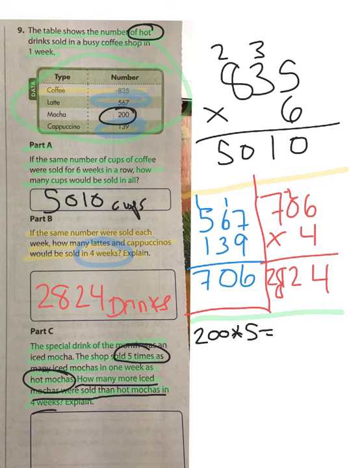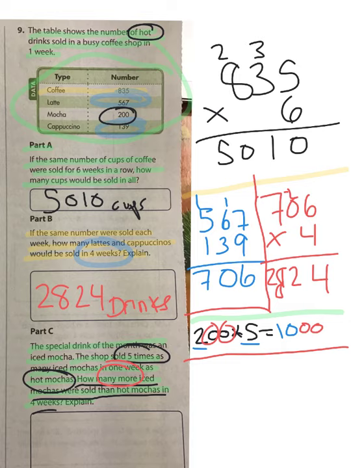We know that we do our basic fact first. 2 times 5 is 10. Then we're going to add 2 zeros. So they sold 1,000 iced mochas in 1 week. That is the first step to the problem. Now we want to find out how many more, which tells me I need to subtract, iced mochas were sold than hot mochas in 4 weeks.